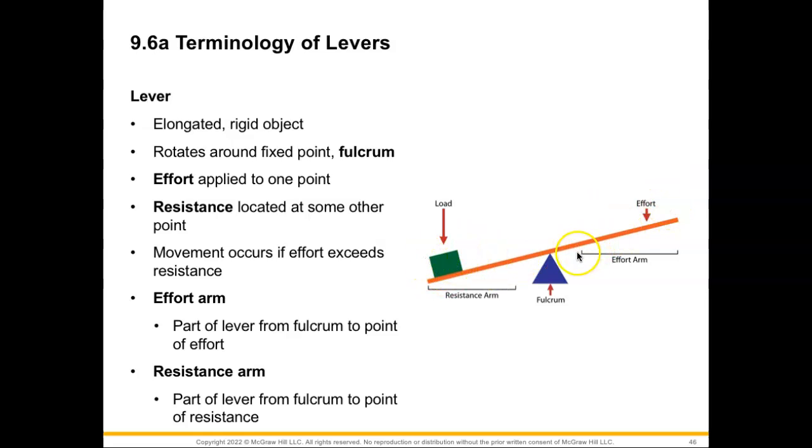We also have our effort arm, which is the part of the lever that is from the fulcrum to the point of effort. And then our resistance arm is going to be the distance from the fulcrum to the point of the resistance.